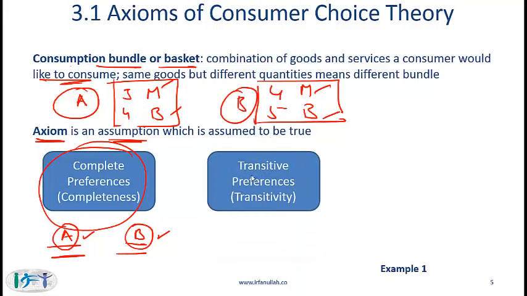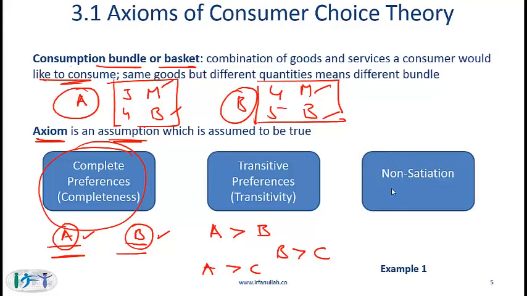The second axiom is transitive preferences, or also called transitivity. This says that if a consumer prefers A to B and B to C, then the consumer will prefer A to C.